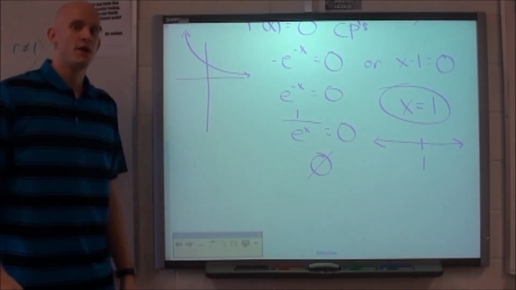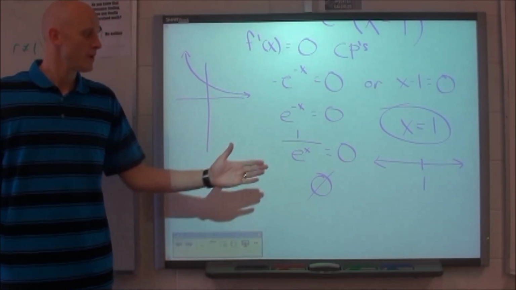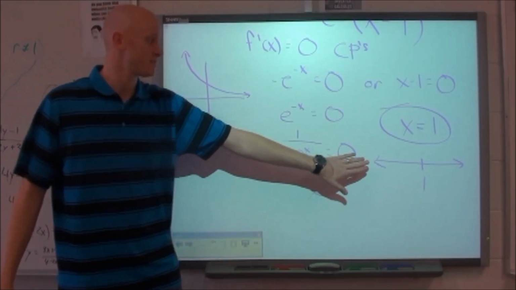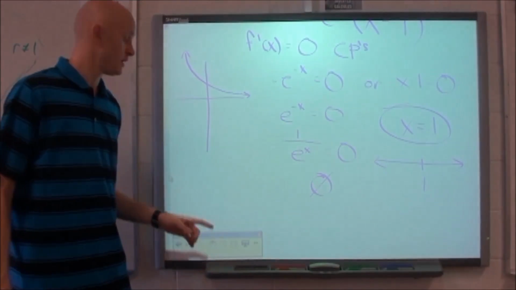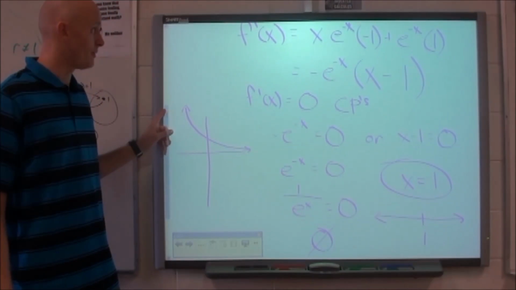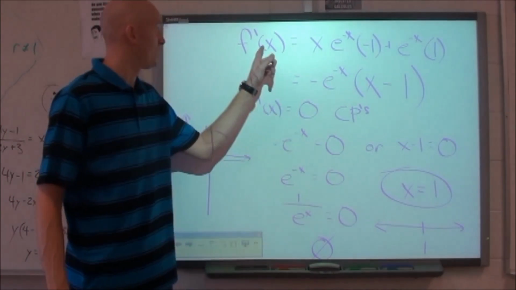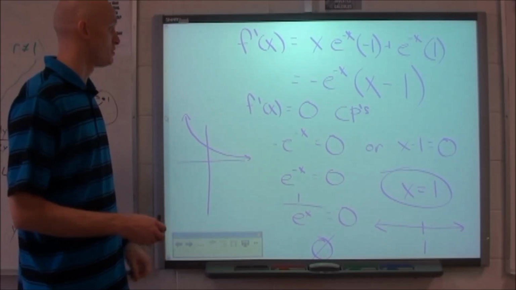Place that value on the number line. Now that we have 1 being a critical point, we're going to plug it into the derivative to find out whether it's positive or negative to see what our value will be. So we're going to find a value to the left of 1. 0 is a good one to plug in. It's usually pretty easy.